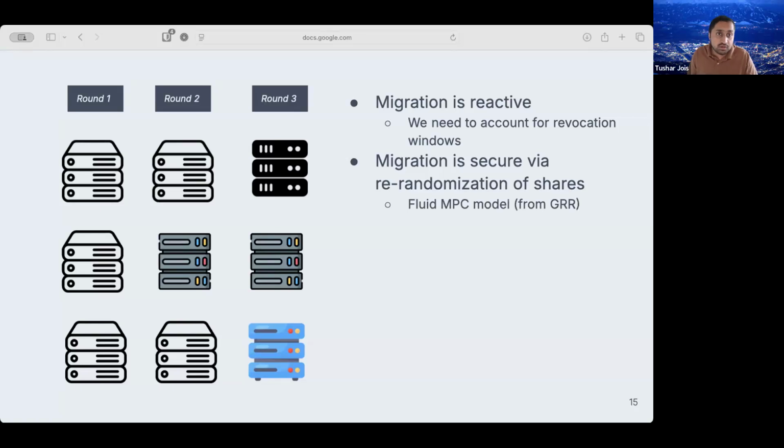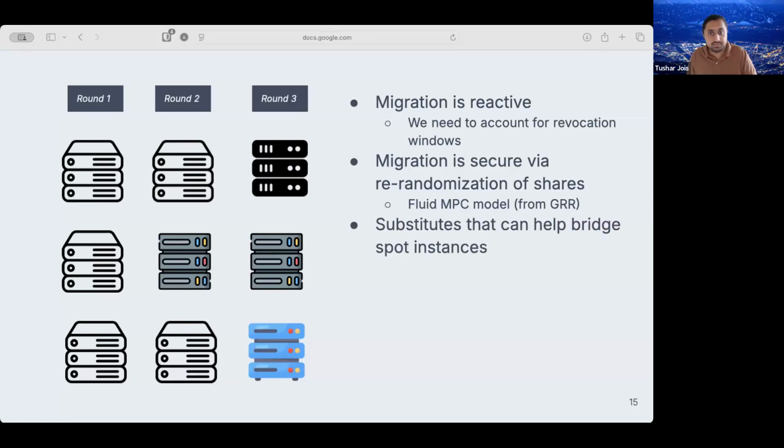There are some more details here that I won't get into, but the Fluid MPC paper talks about this, and the core of it actually goes back to a protocol called GRR, which, coincidentally, or not so coincidentally, one of our co-authors, Rosario Gennaro, was an author of back in the 90s, early 2000s.